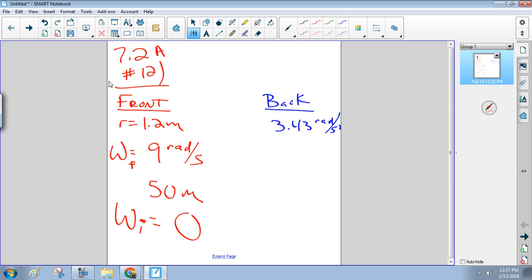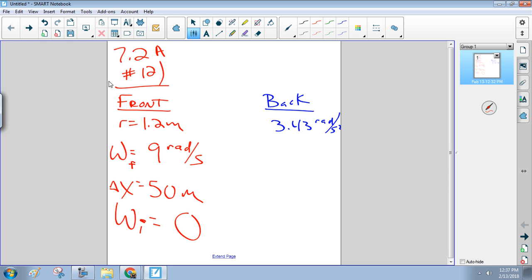All right, what's the 50 meters, you guys? How far the bicycle traveled. That's the same as the distance a point on the outside edge of the wheel traveled, right? So that's our linear displacement. How do I know it's delta x and not delta theta?